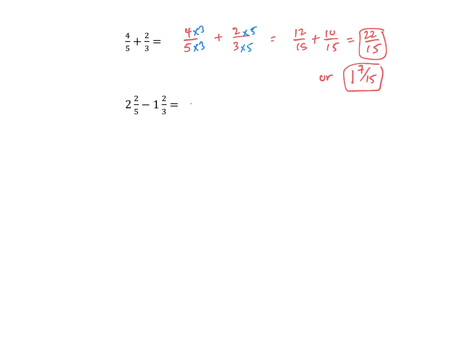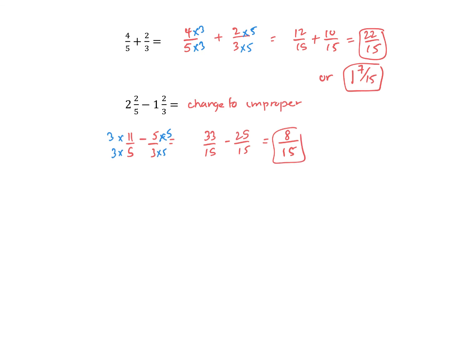In this one, I want to change to an improper fraction. So 5 times 2 is 10, plus 2 is 11. 3 times 1 is 3, plus 2 is 5. And then I'll change to common denominator of 15. So multiply this by 3 and this by 5. So that's 33 over 15 minus 25 over 15. And that leaves me with 8 over 15. And that is in lowest terms, so we can leave that answer.